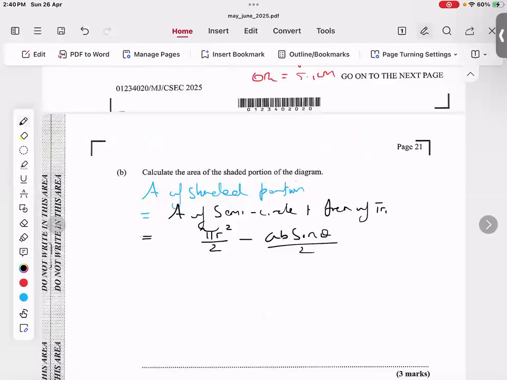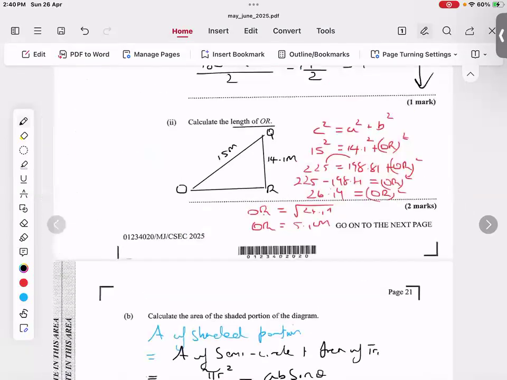So AB sine theta divided by 2. All right, what did they say we must use pi as? What was the initial instruction to use pi as? Correct, 22/7. So we're going to say 22/7 multiplied by what's the radius?